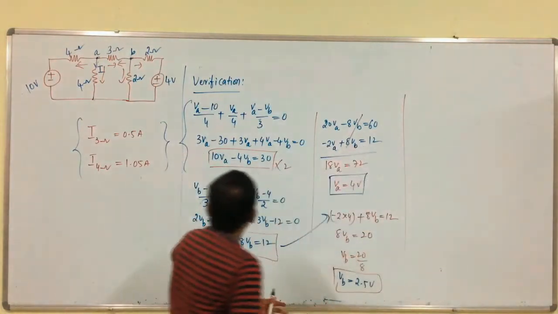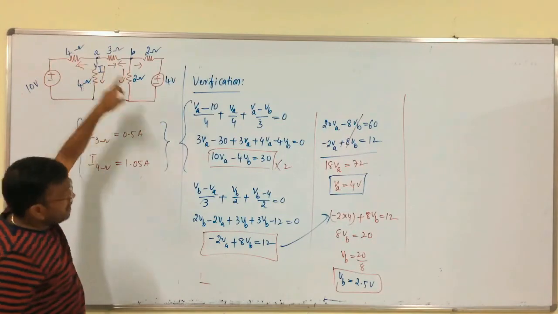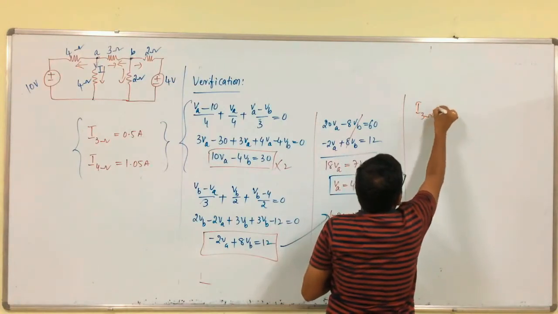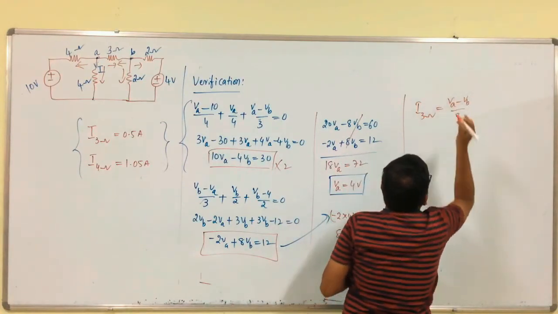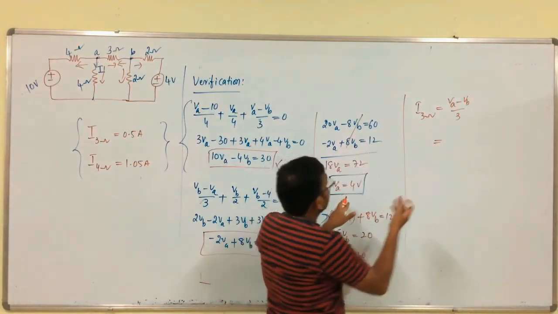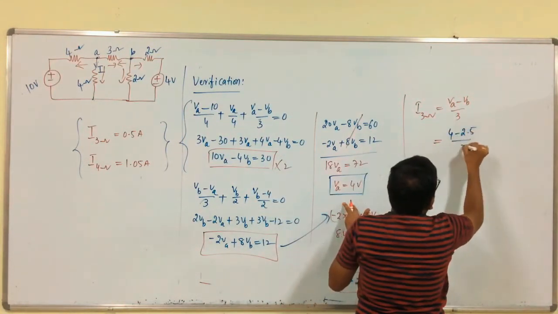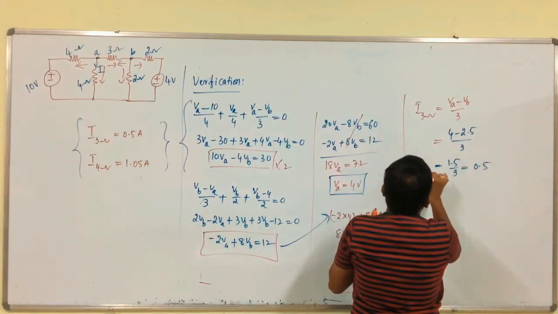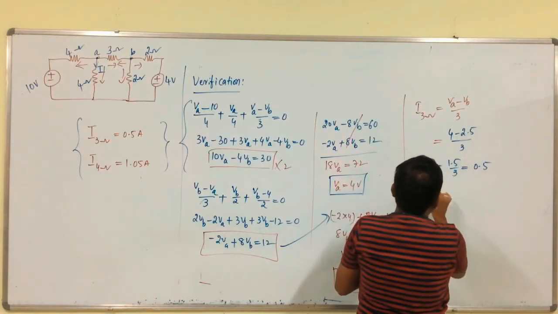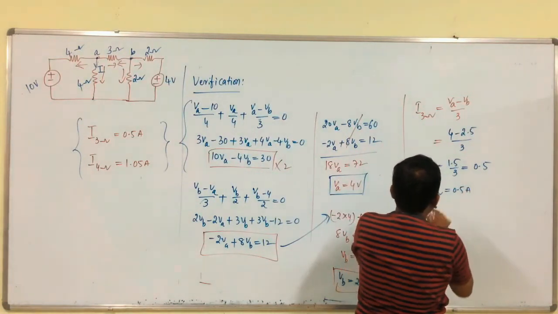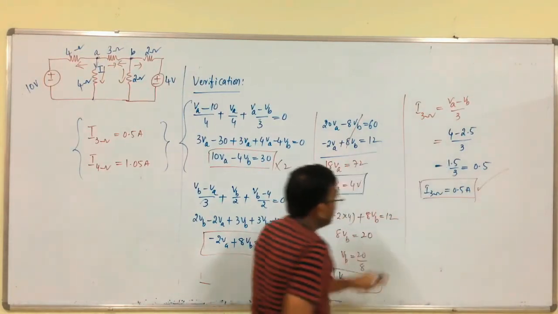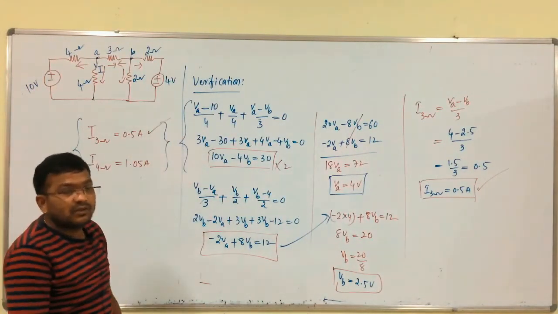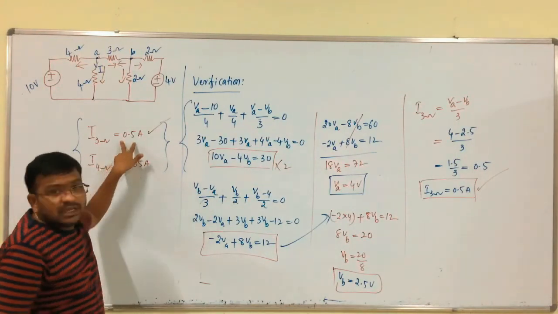Now, we have to calculate the current through this. VA is 4, VB is 2.5. The current through this 3 ohm branch is nothing but VA minus VB by 3, which is equal to 4 minus 2.5 by 3, which is equal to 1.5 by 3, which is equal to 0.5, that is I3 ohm is nothing but 0.5 amps. Satisfied, no? So, current through this 3 ohm branch is nothing but 0.5. So, this is by the conventional method, this is by using Thevenin's theorem.